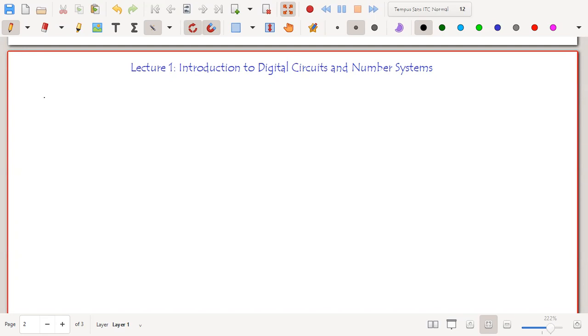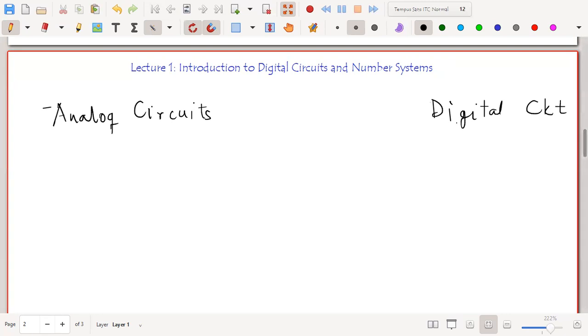I'm just going to note it down here. On this side I'm writing the analog circuits, and on this side let me write down the digital circuits, in short, circuit. So let us try to understand what is the difference between these analog circuits and digital circuits.